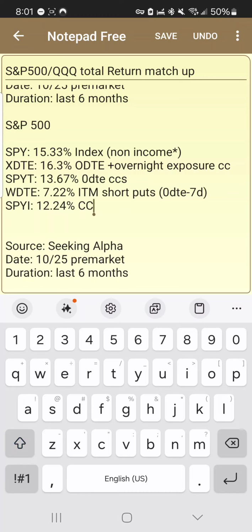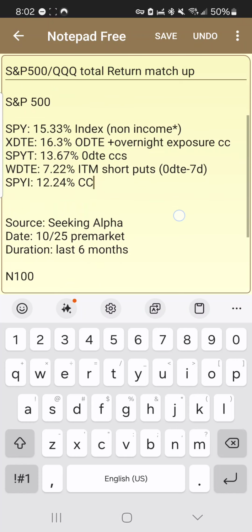NEOS is another covered call ETF. They don't do 0 day to expiration. Last time I checked the prospectus, I don't think I saw that. I think they may do monthlies, but I just have to double check. It's been a while since I looked at their prospectus. But they've returned 12.24%. My impression and sentiment of NEOS is that they like to write their calls a little further out of the money to give you some upside capture. I was expecting a higher total return in the past 6 months, but this is the number that I got from Seeking Alpha. Look it up yourself, you'll see.